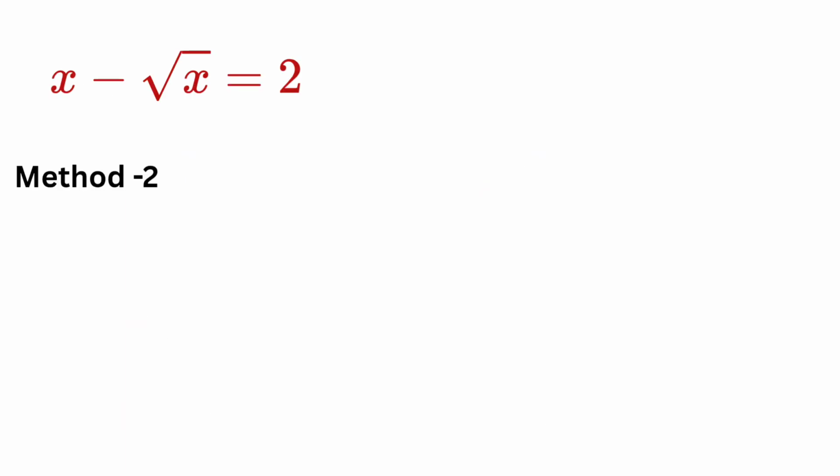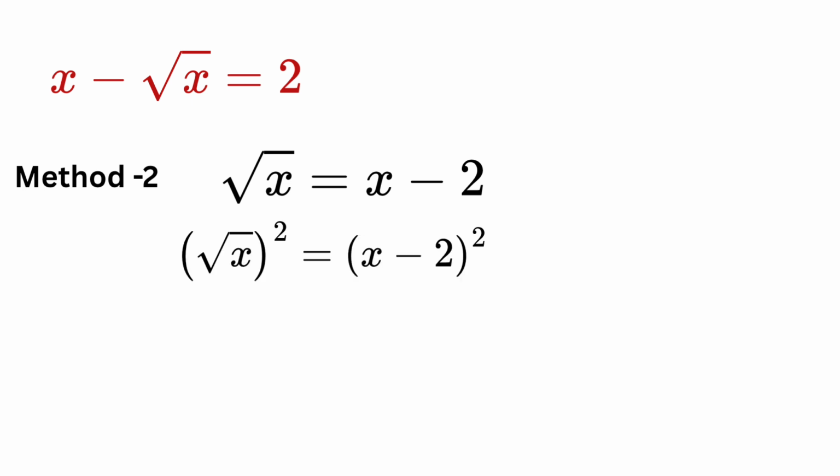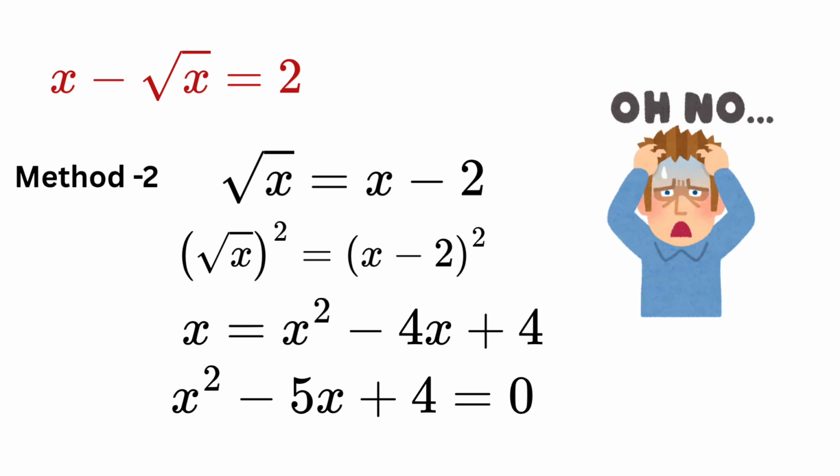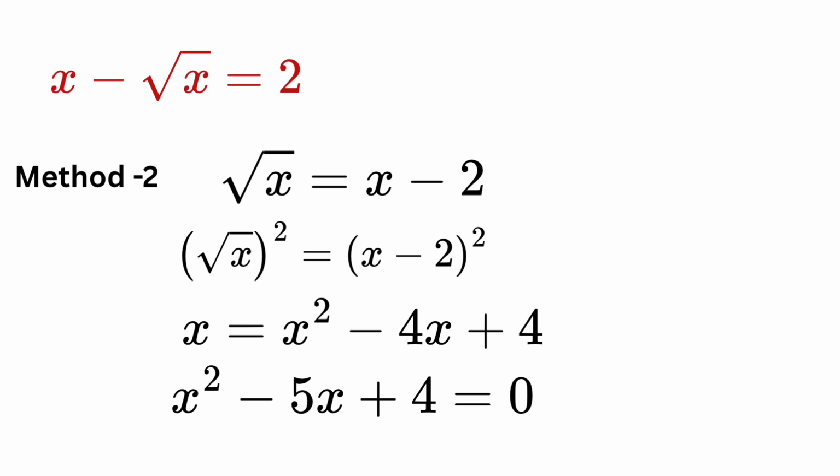So let's move to method 2. x minus square root x is equal to 2. We can write it as square root of x is equal to x minus 2. Now squaring on both sides, we get x is equal to x square minus 4x plus 4. Rewriting we get x square minus 5x plus 4 is equal to 0. Let's factorize this equation. No, we are not going to do the first method. My goal is to evaluate the expression.